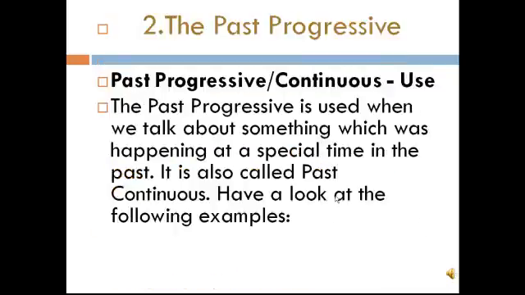Let's talk about the past progressive, or the past continuous. We use the past progressive when we talk about something which was happening at a special time in the past. It is also called past continuous.